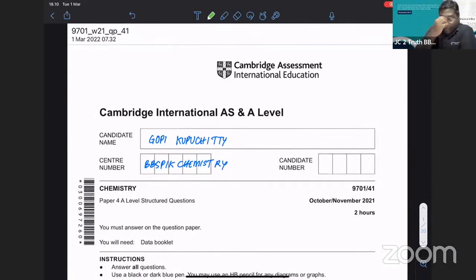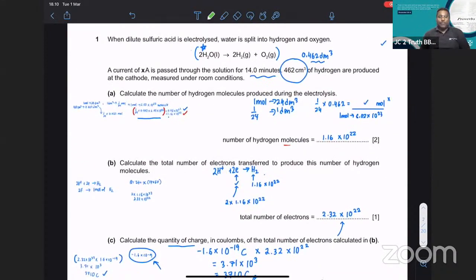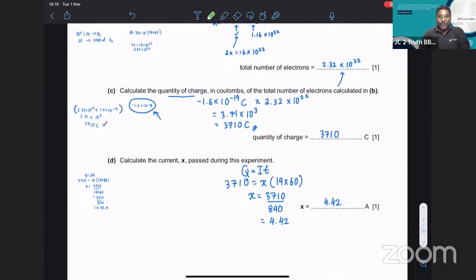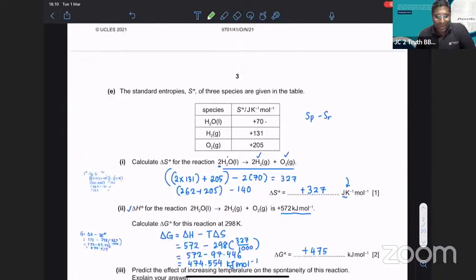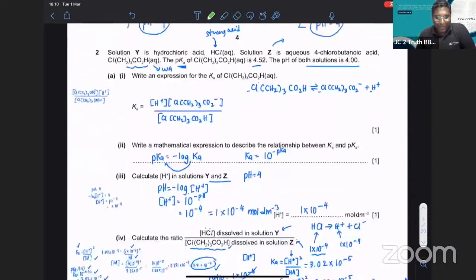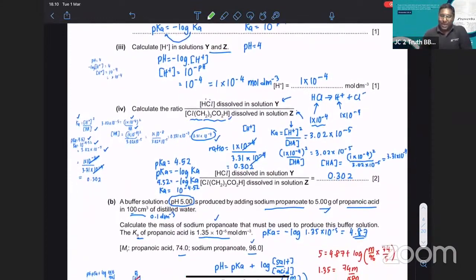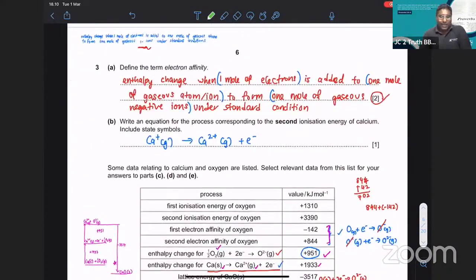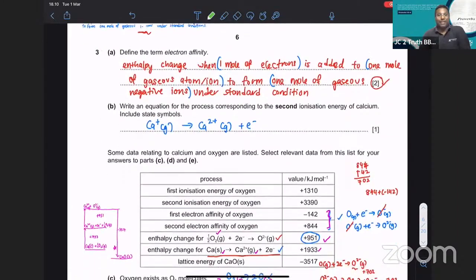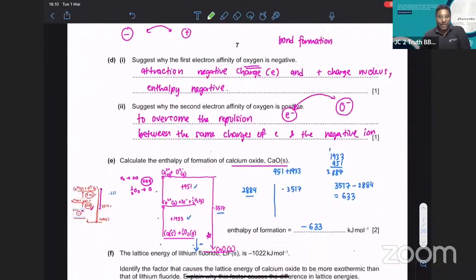So let's review what we have seen. Question number 1, they talk about electrochemistry, quantity of charge, and so on, and after that, gives free energy. Number 2, pKa, and so on, buffer solution. And then number 3, electron affinity. I think this is a very interesting question when it comes to the Born-Haber cycle.